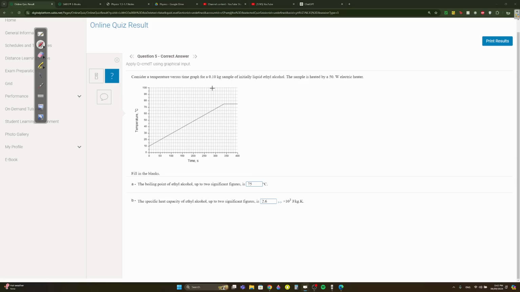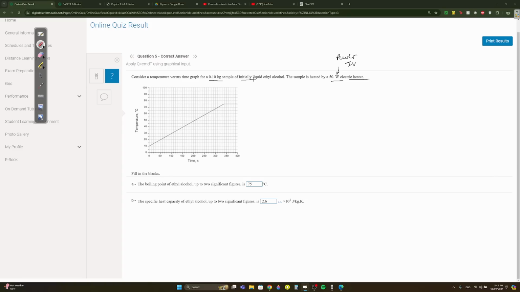The boiling point, and consider temperature, time, whatever, 0.1 kilograms of alcohol. The sample is heated by a 50 watt electric heater. Watt is power, okay? Again, it's equal to IV. They give us the graph, the boiling point of ethyl alcohol up to 2 significant figures. How much? So how do we know the boiling point?